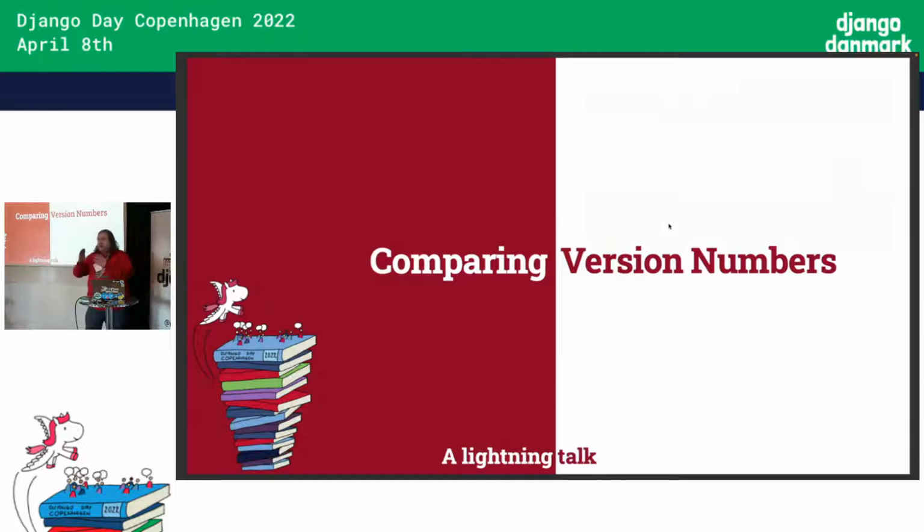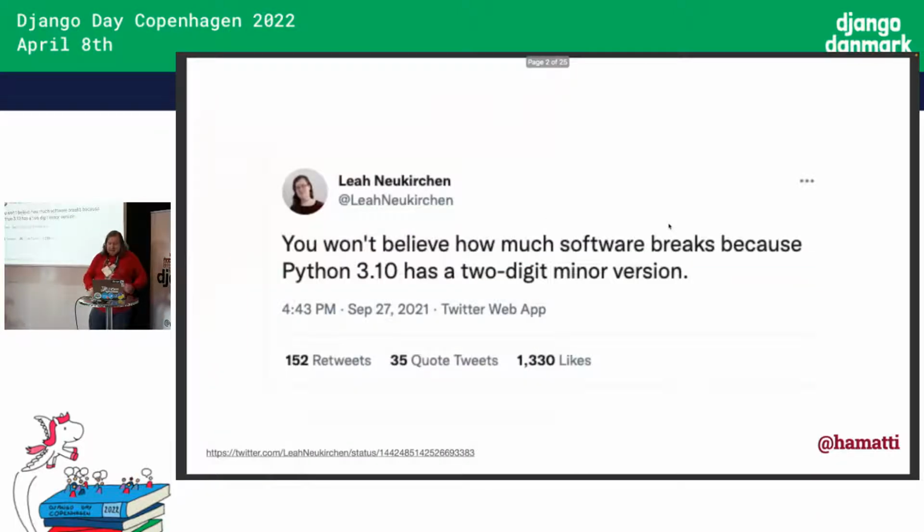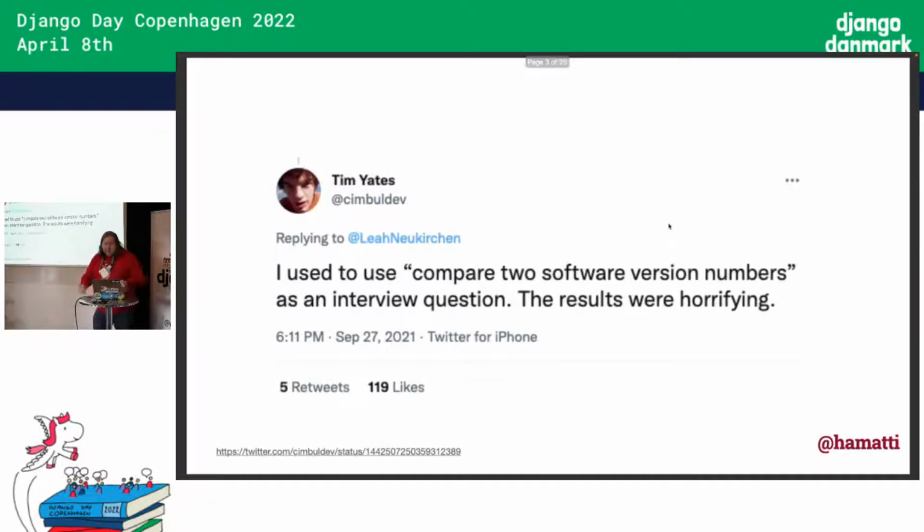All right. We need to go fast. I came up with this talk when I was procrastinating for the actual talk. Last fall, we got something wonderful: Python 3.10. I saw this tweet by Leah about things breaking because there are double digits in the minor. Tim Yates replied he used to use this as an interview question. And that got me thinking, how far would I get if I was asked this?